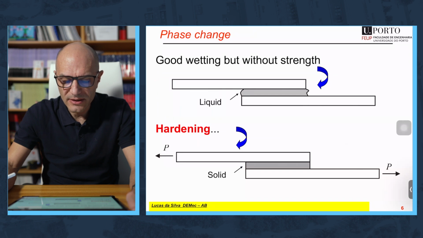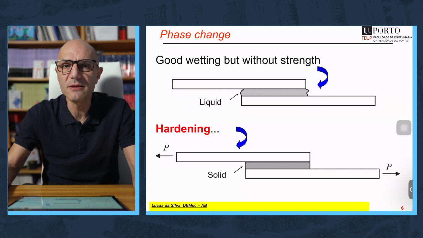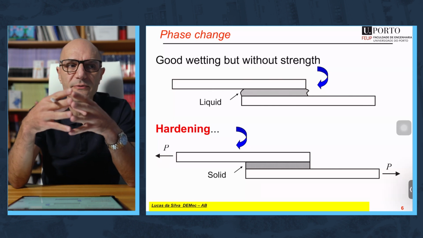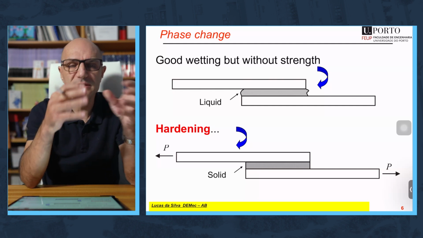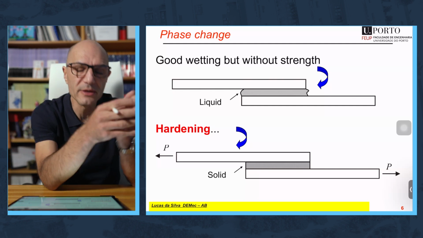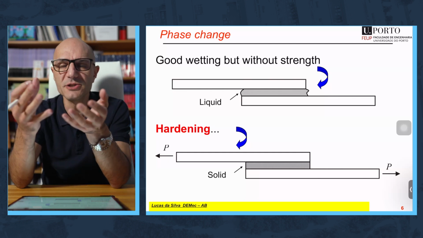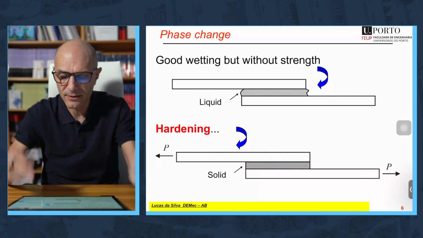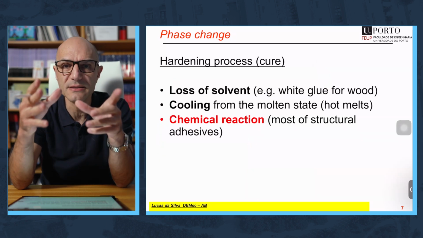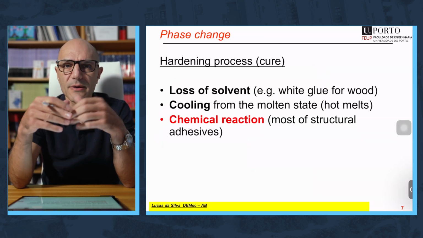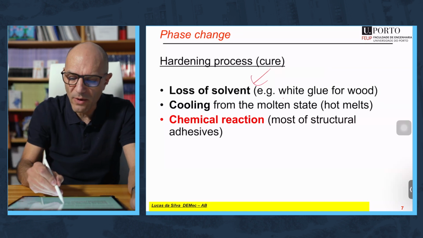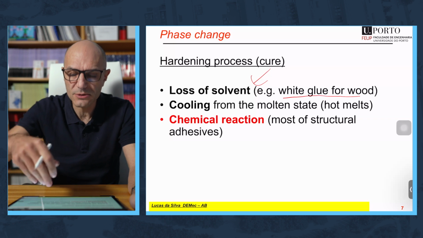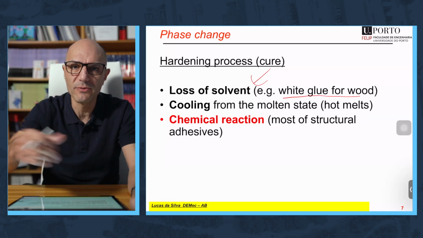Okay, so this is nice. We applied the adhesive in the liquid state, but then you need to harden it, because a liquid will not stand any load. So that's the second step in the application of this technology. First step, application of the adhesive in the liquid state. Second step, phase change, hardening, curing, all right? And there are basically three ways an adhesive can harden. You can have a loss of solvent. This is typical in the white glue for wood. The solvent will evaporate and you will be left only with the hard parts.